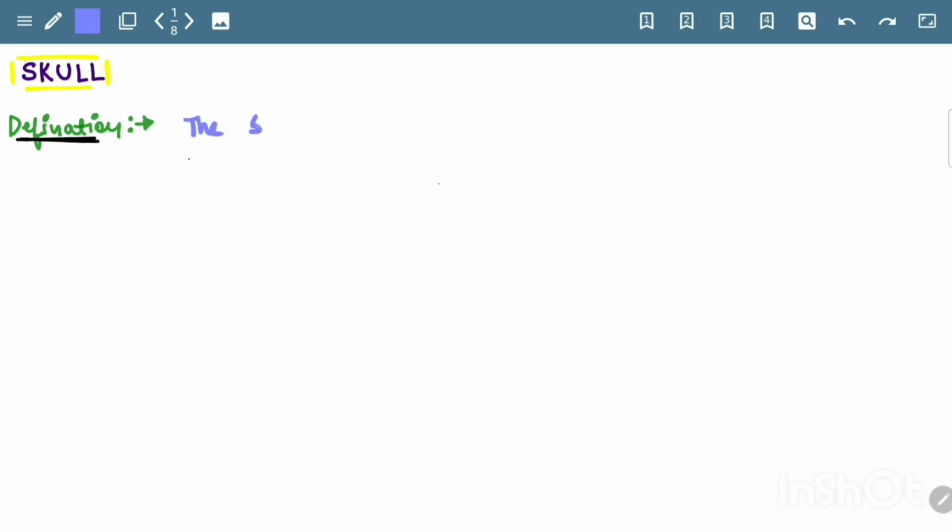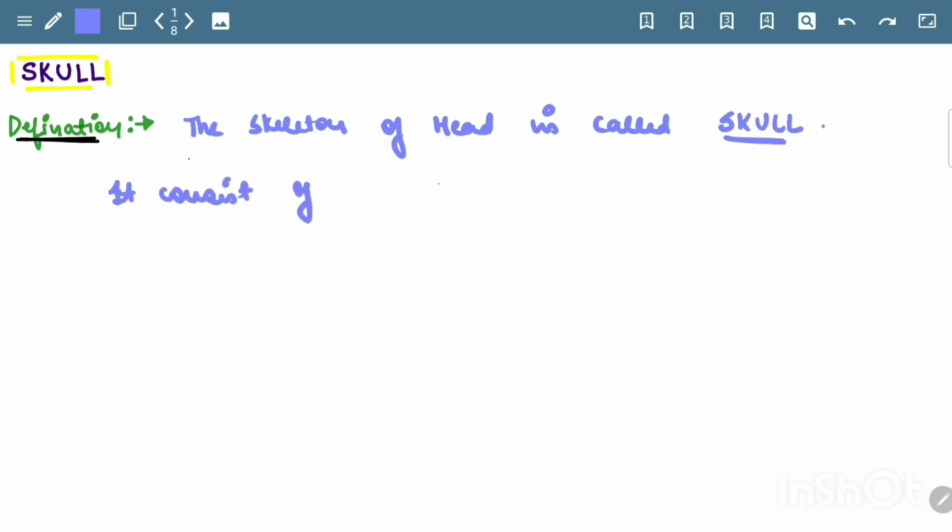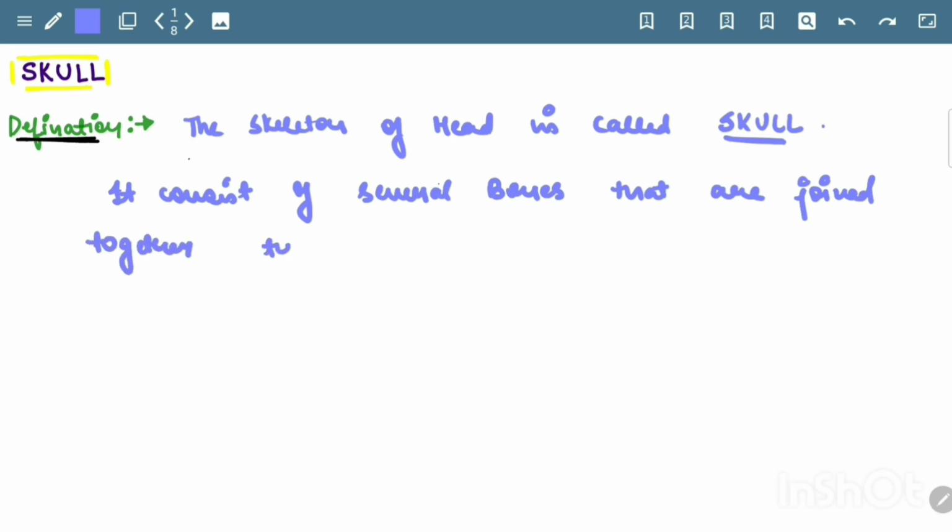So, our today's topic is skull. So, basically, what is skull? Skull is the skeleton of the head. It consists of several bones that are joined together to form the cranium.